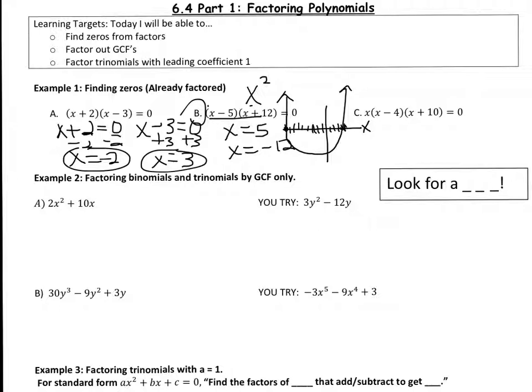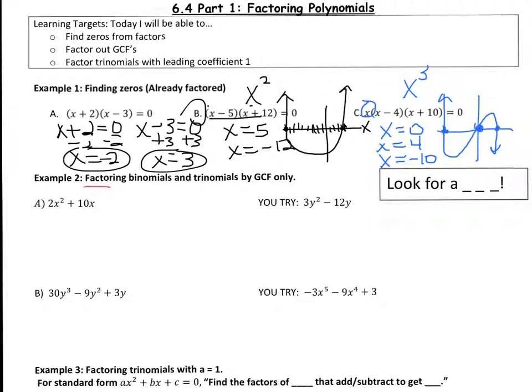When we look at C, it's a little bit different because we have three factors. This x out front gets set equal to 0, and then there's nothing to solve, so one of the zeros is at 0. The other zero would be positive 4, and the other one would be at negative 10. So this one isn't a quadratic, it's not going to be a parabola. This one has three of them, so it's going to be a cubic function. If you were to imagine the graph of that, it would cross through negative 10, 0, and 4, and it might look something like that. That's the cubic function shape.